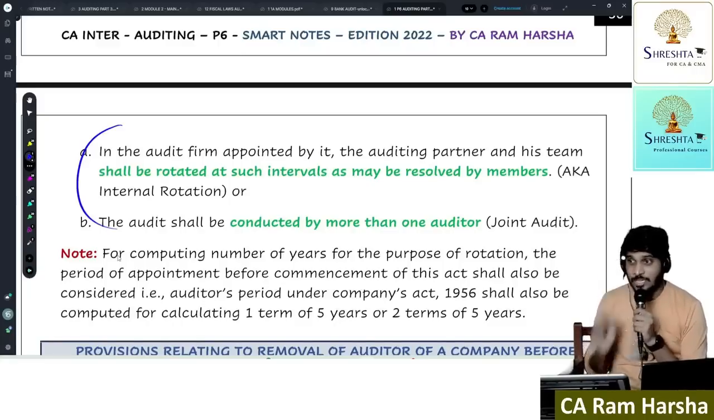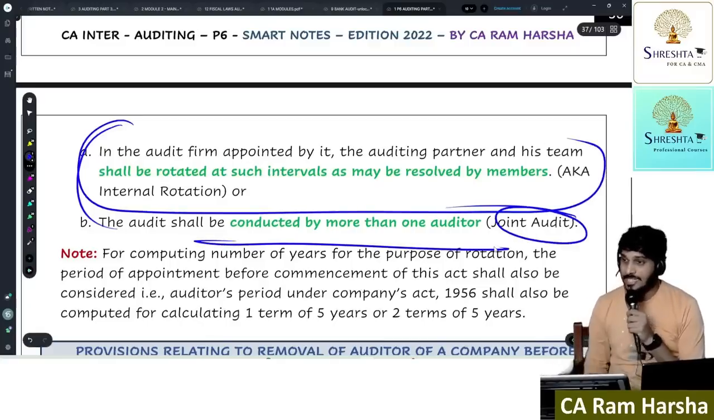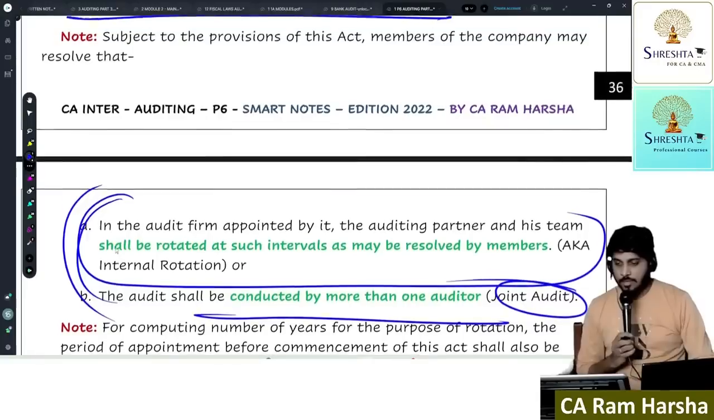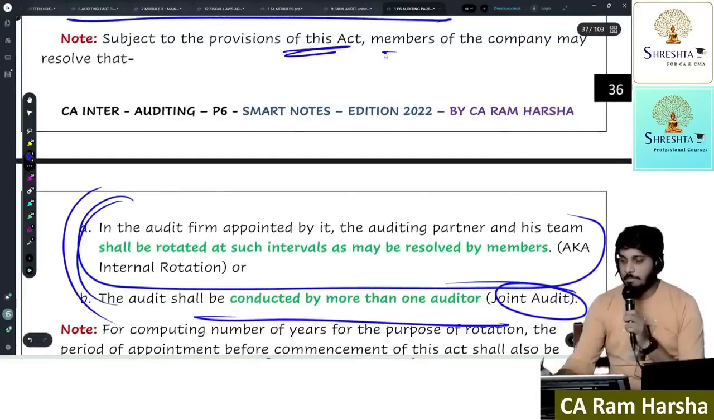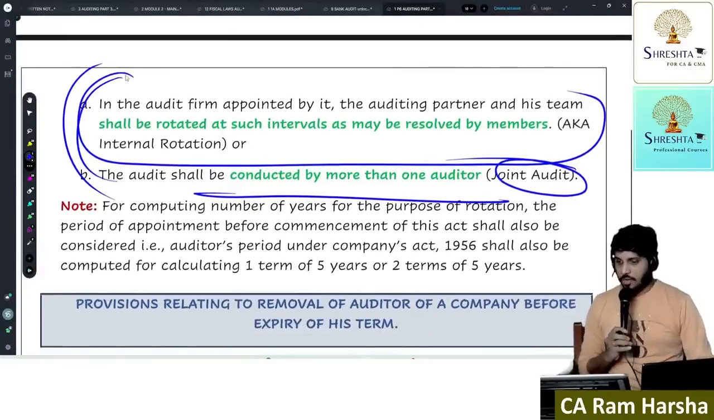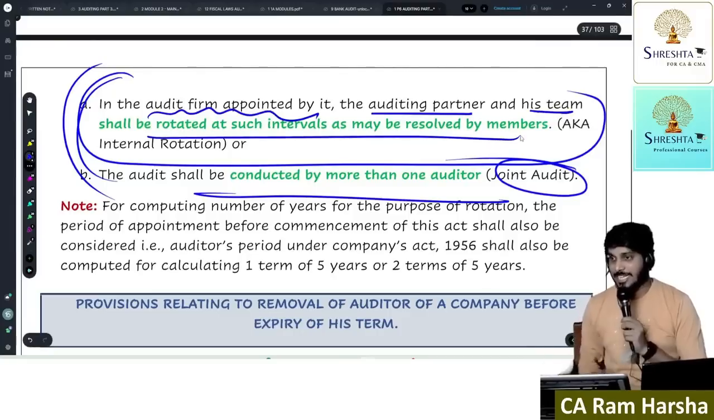Only in one provision it was covered, that too in the rotation of auditors. Here it is covered. What will they say here? You see here, subject to the provisions of the Act, members may resolve that in the firm appointed by it, the auditing partner, nothing but the engagement partner and team, shall be rotated at such interval.